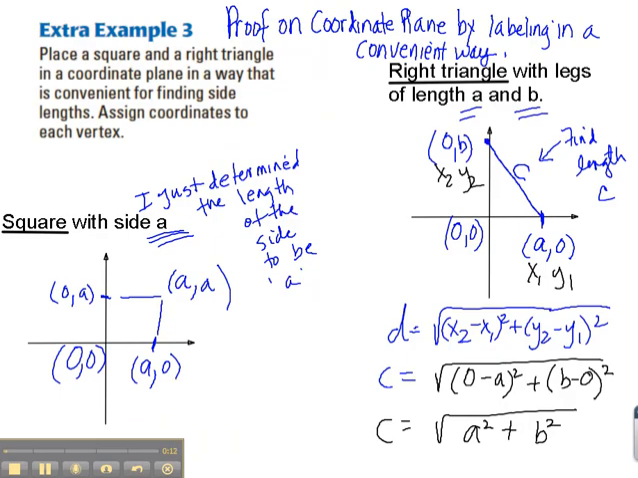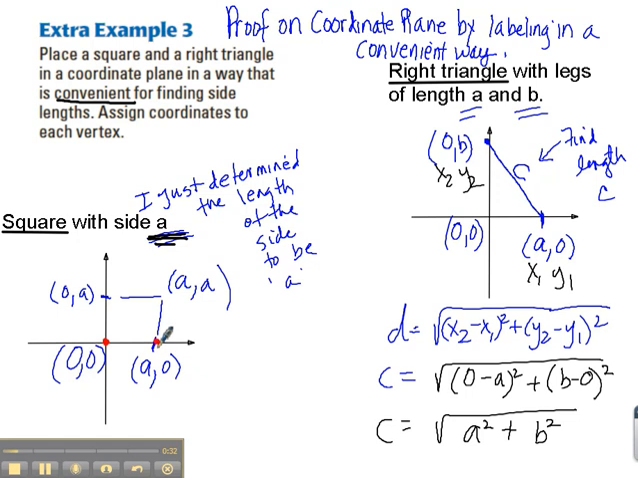In example 3 here, they're asking to place a square and a right triangle in a coordinate plane in a way that is convenient for finding side lengths, the side coordinates to each vertex. So we have a square with side A that we're going to go ahead and look at here. And we're going to place it on here. So if we use the vertex, it makes it much easier.